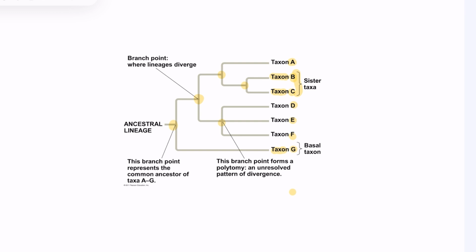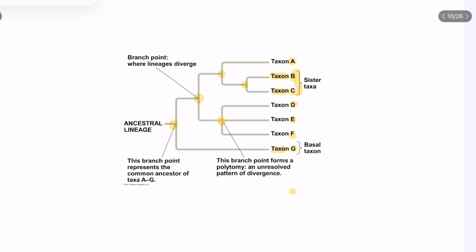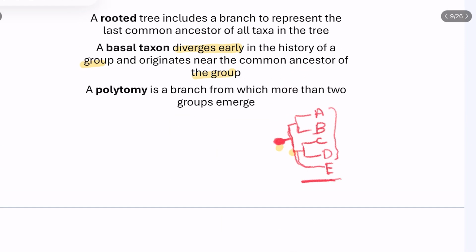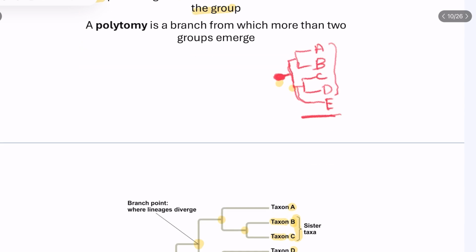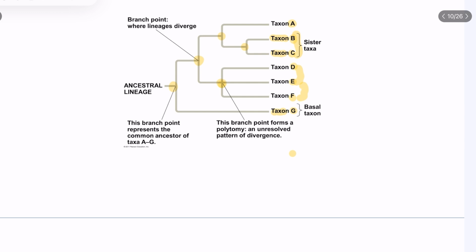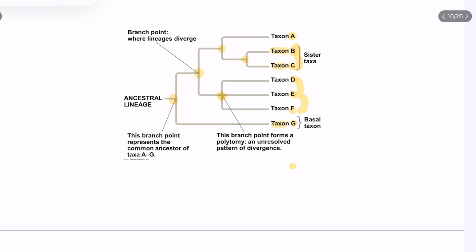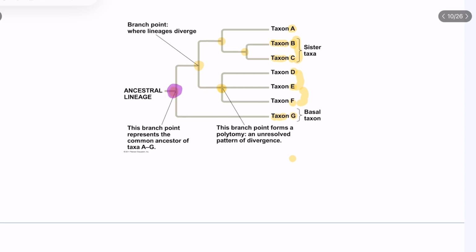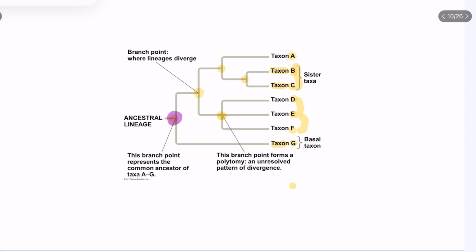It is a confusing situation because we don't know about the D, E, and F, which one evolved early, which one evolved later. Because they share the common point, it is called this. In this one, more than two groups emerge. Here, one group is this one, the other group is this one, so more than two groups emerge from here, so it is called polytomy.